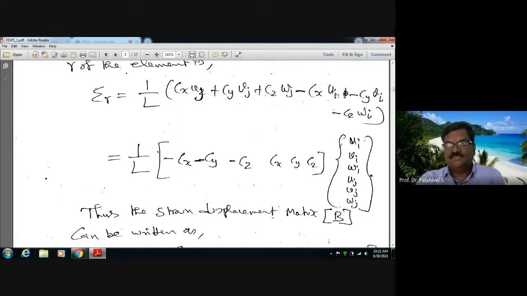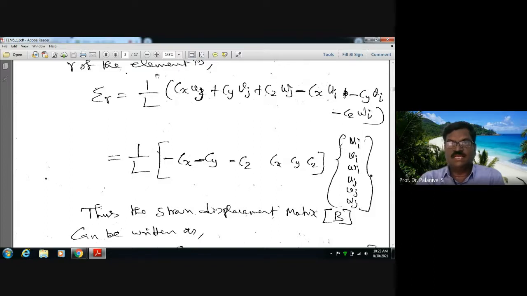Why ui, vi, wi and all with minus cx, minus cy, minus cz? That I have written first, that's why I have written ui, vi, wi. If I multiply, I will get minus cx ui, minus cy vi, minus cz wi. These terms I will be getting. Again plus cx, cy, cz I have written, and uj, vj, wj. So if you multiply, cx uj plus cy vj plus cz wj, I will be getting these terms.